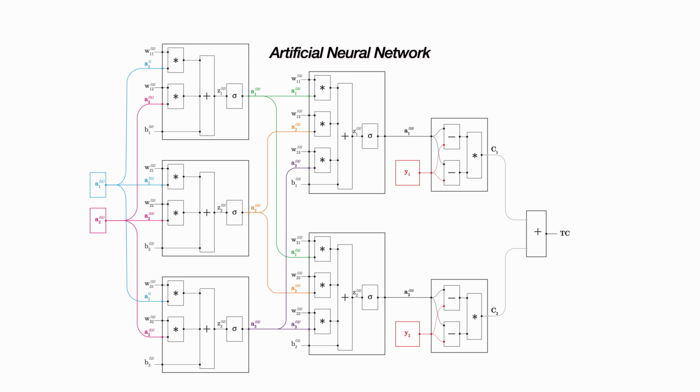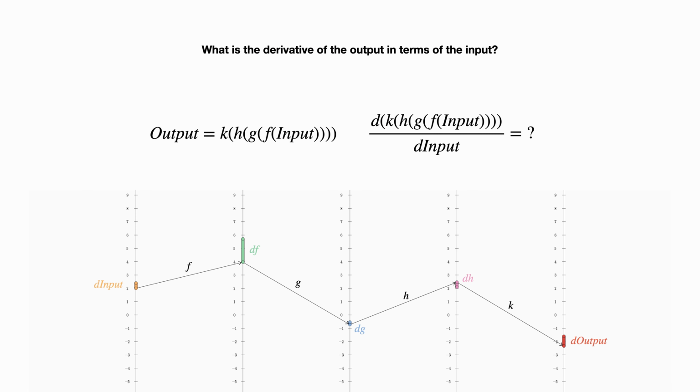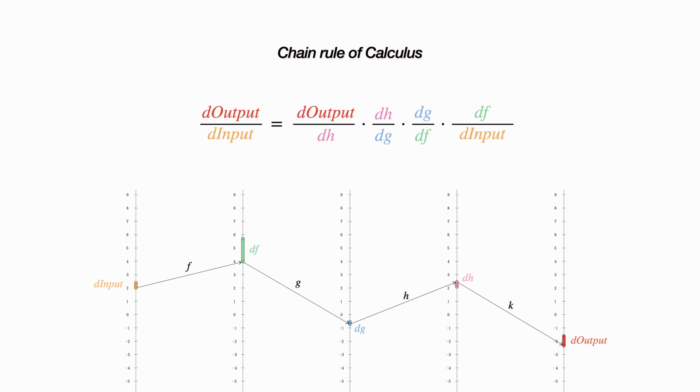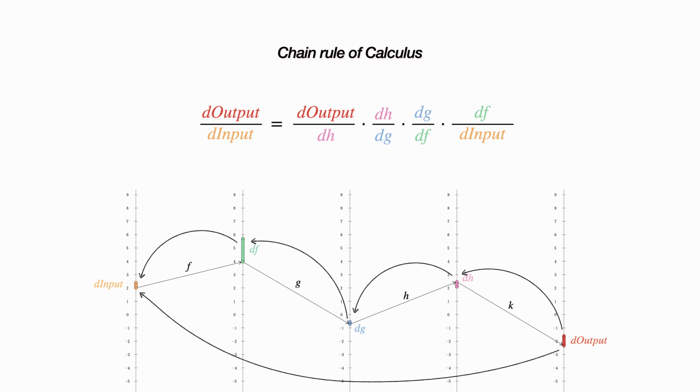Well, let's first consider an even more straightforward case. Here we have a chain of 4 functions, f, g, h, and k, of a single variable called input. Even in this case, computing the derivative of the output in terms of the input could pose a serious challenge. Luckily, we can use the chain rule of calculus. So the chain rule allows us to represent this complicated derivative as a product of simpler ones.